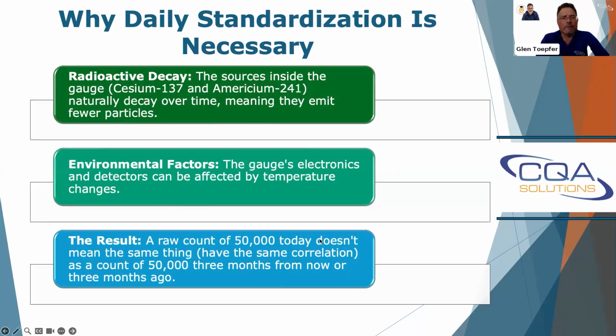So really the result is, if you're trying to compare apples to apples, a raw count of 50,000 today doesn't mean the same thing as yesterday, 3 months ago, 6 months ago, or 3 months from now or tomorrow. And that's what the standardization is for: it tries to equalize everything so that you can compare apples to apples on a daily basis with your results.